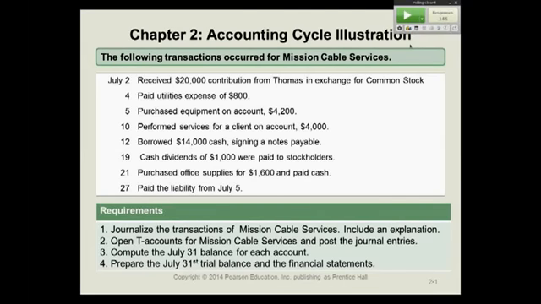All right. What about the next one? The next one says they borrowed $14,000 in cash by signing a notes payable. How about Diego Hernandez? Diego, yes.